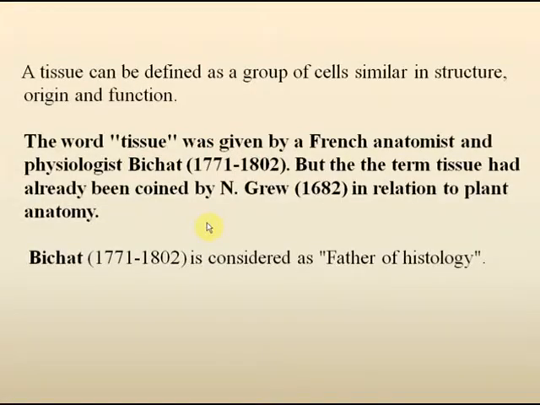So, what are tissues? We can say a tissue is an ensemble of cells, not necessarily identical, but from the same origin, that together carry out a specific function. These are called tissues because of their identical functioning. So, tissue can be defined as a group of cells similar in structure, origin, and function. Organs are then formed by the functional grouping together of multiple tissues.